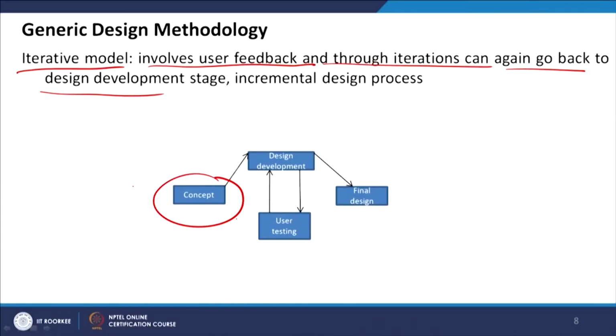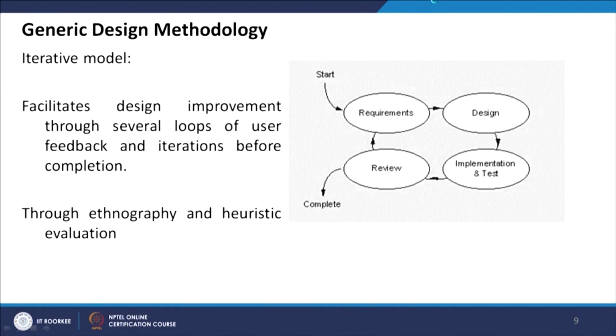Sometimes after the concept it also goes for user testing. So from the concept, initial design development happens, and it goes for user testing, and then the next layers of design development happen with iterations or some tweaking, and it goes on until it satisfies the user's need. It totally follows the user need, and the best possible solution comes as the final design. So this is like a loop. It starts with requirement, design, implementation, test, review, and if the review is satisfied, it is complete. If it is not satisfied, then the requirement can be reformulated, then design, and then test. It goes on like that.